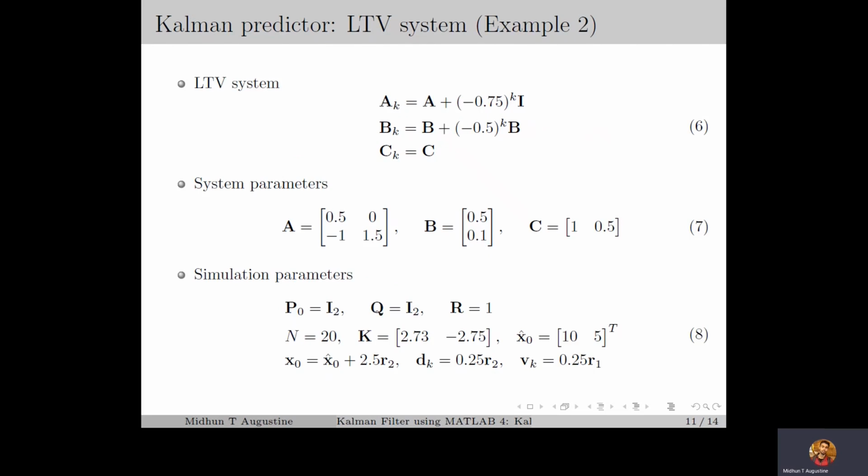Next, we consider another example of linear time varying system for which the system matrix, input matrix and output matrix are chosen as in equation number 6 and 7. Here, even though the matrices Ak and Bk are time varying in nature, they converge to A and B respectively as the time instant k increases. The simulation parameters are chosen as in equation number 8, which is same as in the previous case.